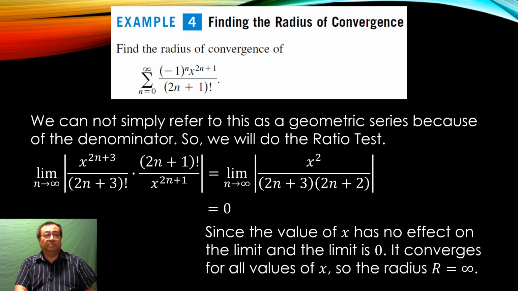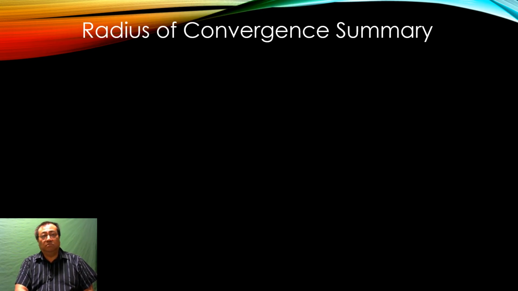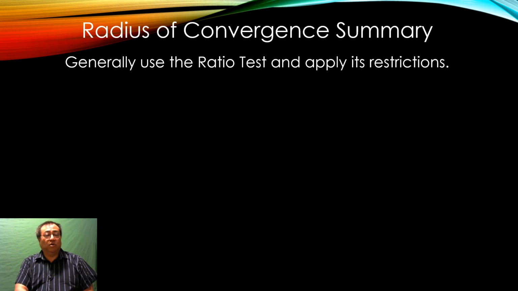Okay, next example. Oh, no. Radius of convergence summary. So, generally use the ratio test and apply its restrictions. Remember, the restriction of the ratio test is the limit must be less than 1. Right? Equal to 1, it's iffy. It doesn't tell you one way or the other. If it's greater than 1, then it doesn't converge.